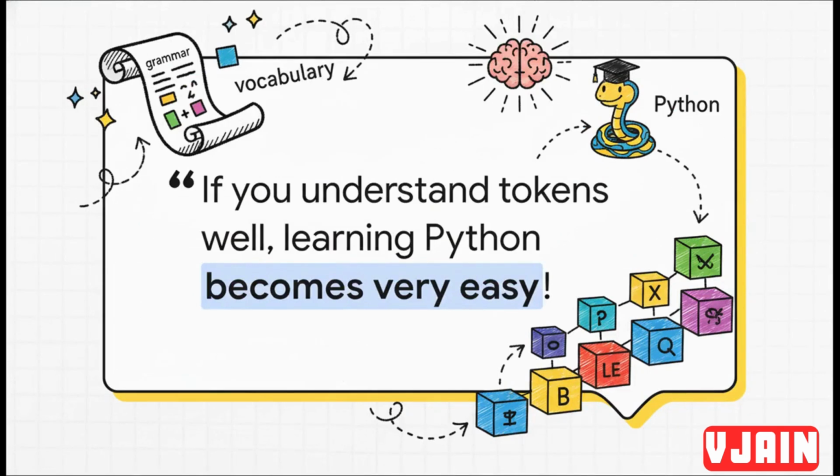And really, that's what this is all about. Once you start seeing code not as one big, scary thing, but as a collection of these 5 simple pieces, it all starts to click. You start to understand the grammar. Seriously, if you can get your head around tokens, the rest of your Python journey is going to be so much easier.